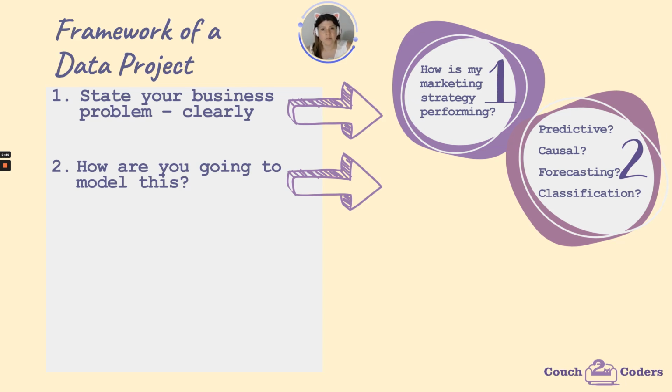It might be causal. How does X impact Y? Might be straightforward forecasting, where I want to forecast sales or views or traction, something like that. Or it might be classification. This person that walked into my store, how likely are they to be a customer? The people that I'm sending out an email to, how likely are they to buy from my store?